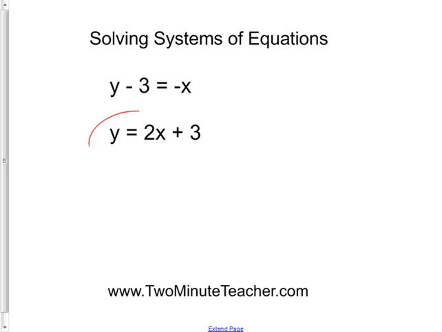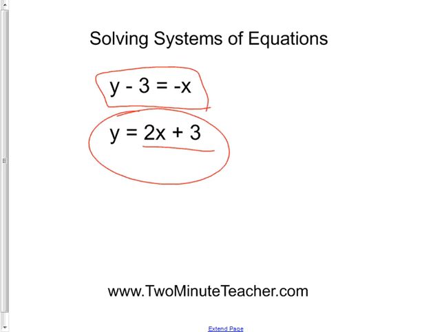You can see that this one's already solved for y. And if neither of your equations are solved for a variable, you want to solve one down for a variable, like y is equal to 2x plus 3. Again, this one's sort of solved for x, but it's not even really solved for x yet. So find something that's easy to solve for.